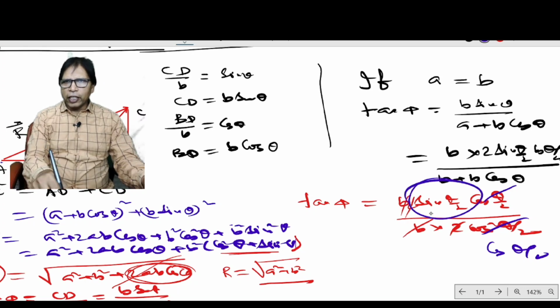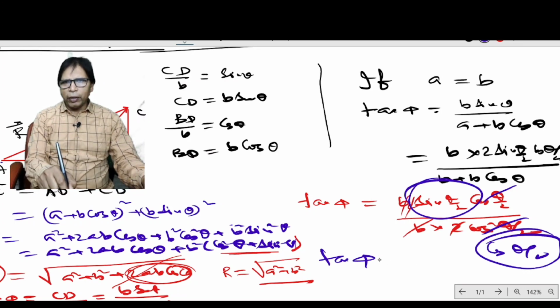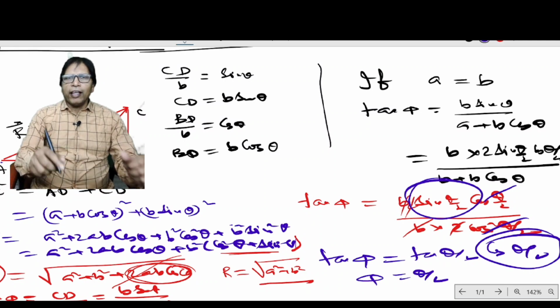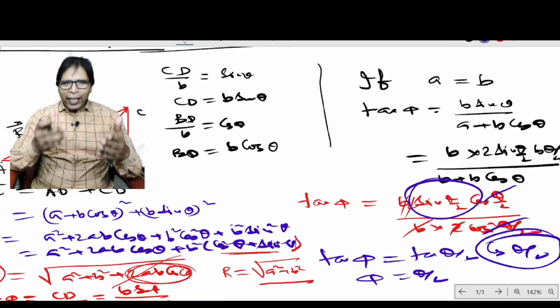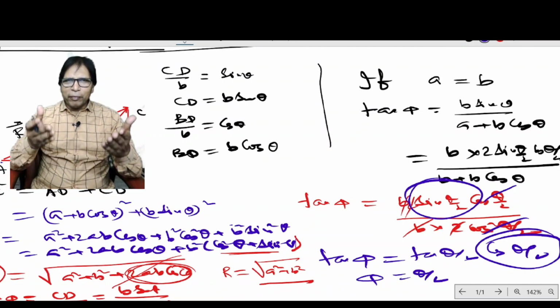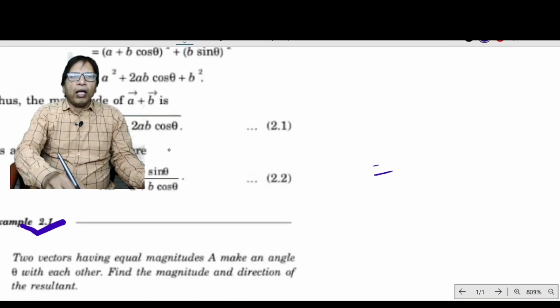Now you get sin theta by 2 and cos theta by 2. So tan phi equals tan theta by 2, so phi equals theta by 2. That is, the resultant of two equal vectors bisects the angle between them. Okay. Now some numericals relating to the triangle law.